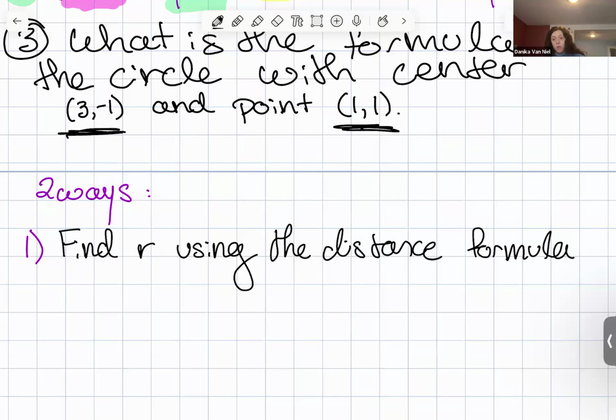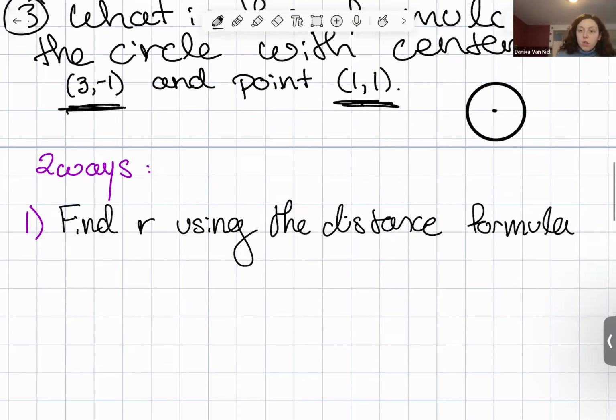Because fun fact about circles: they have a center, and every single point on that circle is an equal distance from that center. So no matter which point you choose on the circle, it's always going to be the same length away from the center as all the other points. Because circles are perfectly round.